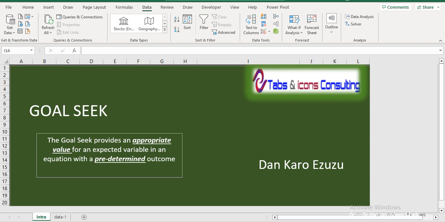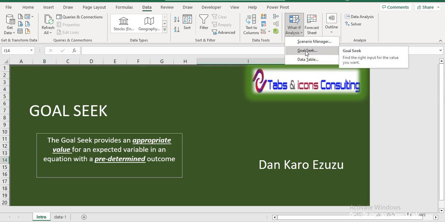In today's video, we're going to look at the goseek command. The goseek command appears under the Data tab. If you click on the Data tab, you see a group called Forecast. On top of that group, you see the What If analysis. If you click on the drop down there are three very important menus there. We're going to use the goseek command.